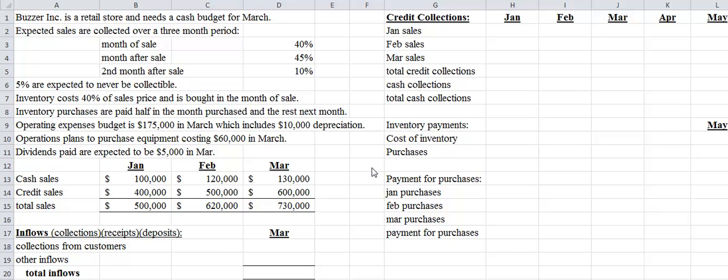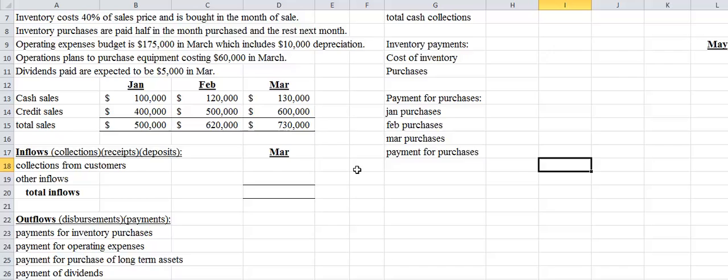We're going to work on Buzzer Inc., a retail store that needs a cash budget for March. Well, first, what's in a cash budget? Let's go down here and look.